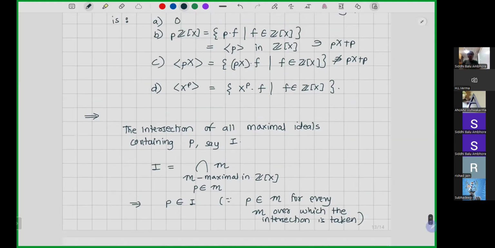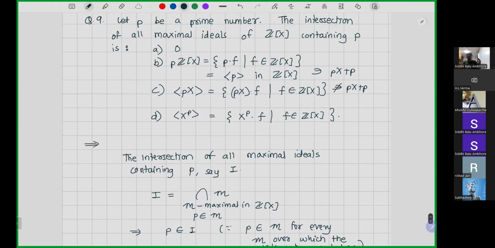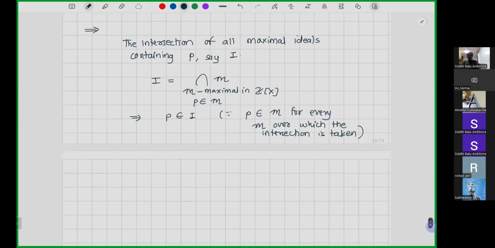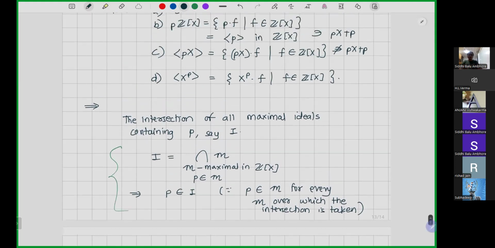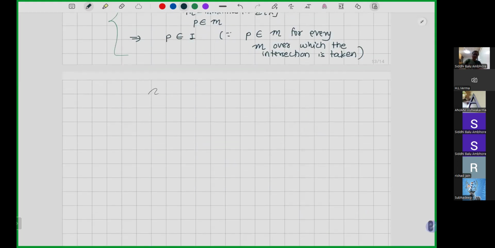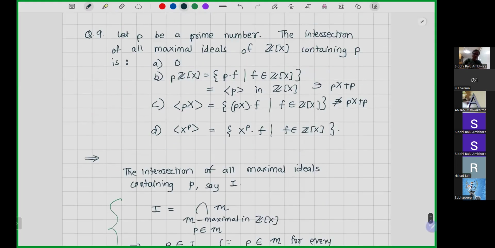Okay, so clearly, where does P belong? It belongs only to the option B. So what I wrote here, is this section clear? If anyone has doubt here, please let me know. So clearly, P is not contained in 0. So this is gone.